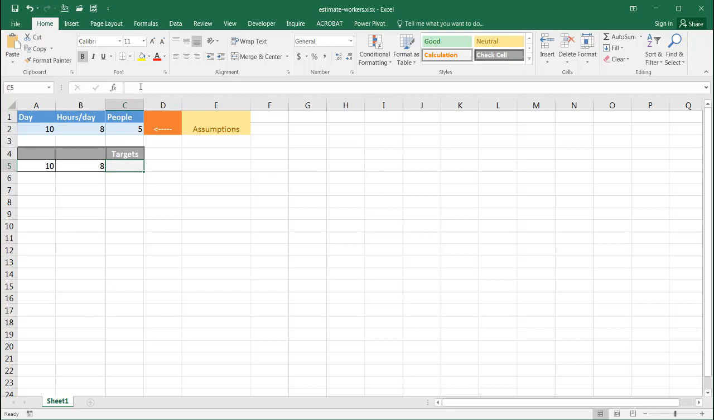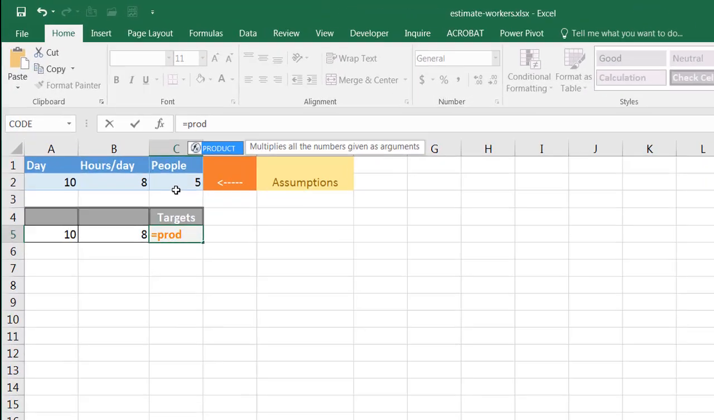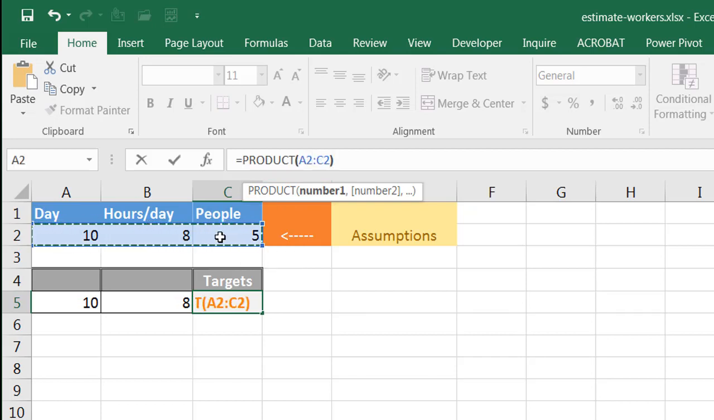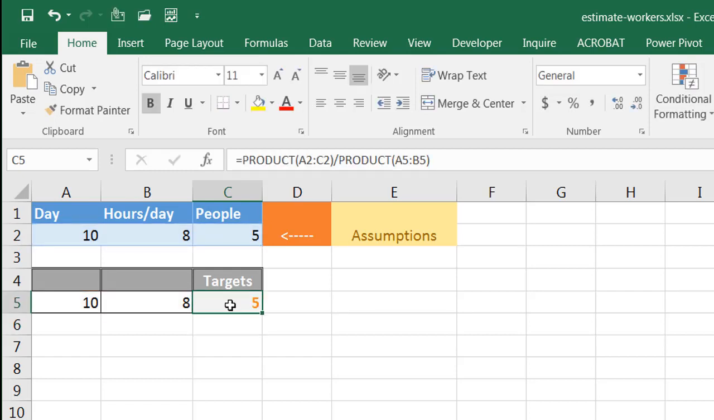And this is based off just a very simple calculation, right? So what we need to do is we need to find a product of these particular variables. I just use the product function. It just multiplies everything. I'm going to select these, and then I'm going to divide it by the product of these two. So if these were the same, it would give us the same target here, 5, right? If I press enter, we have 5.